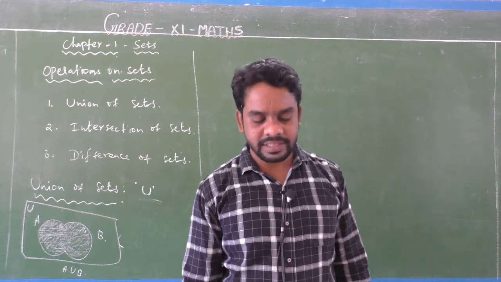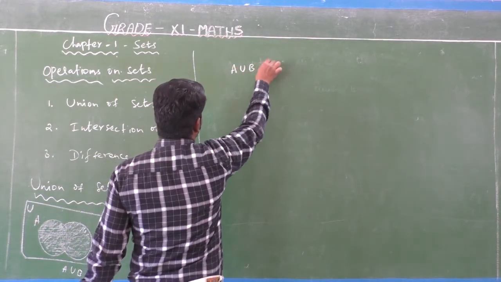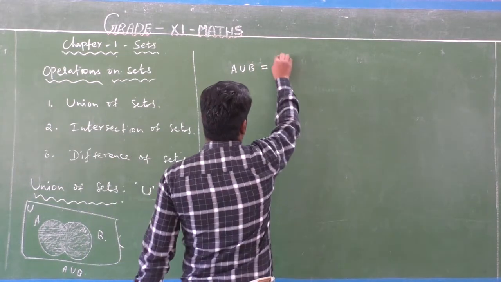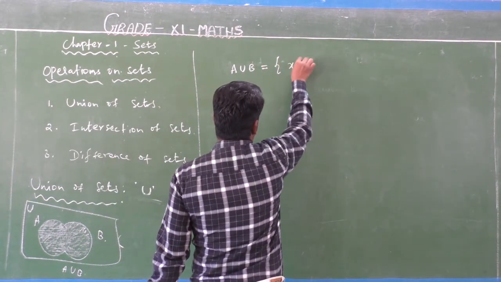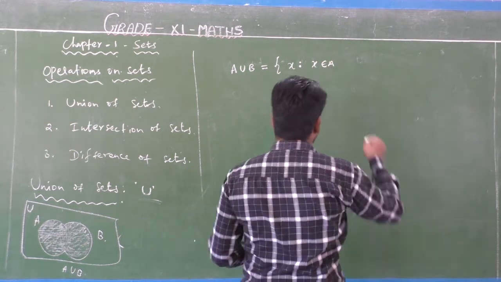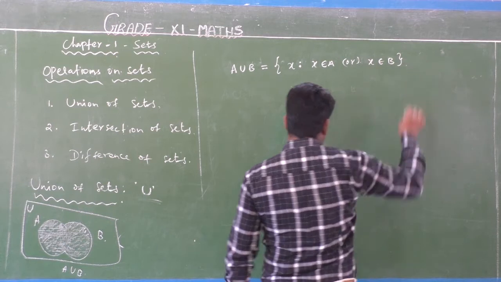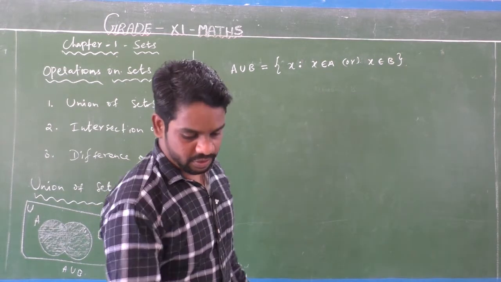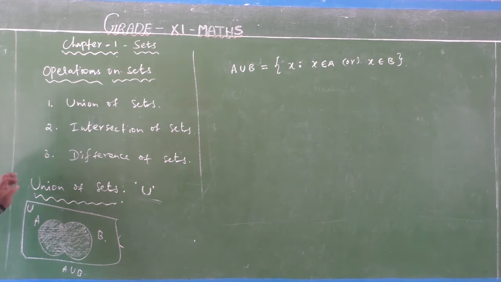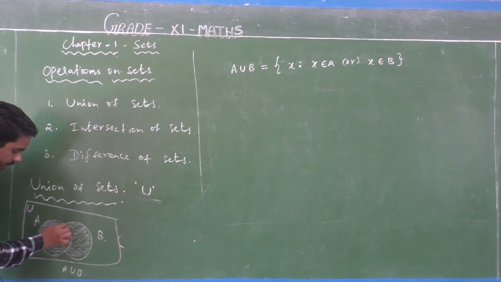In symbols we write A union B is equal to, in set builder form, the set of X such that X belongs to A or X belongs to B. Listen students, see this diagram. This is the A union B Venn diagram, the region of A and B. Listen, this is A union B.